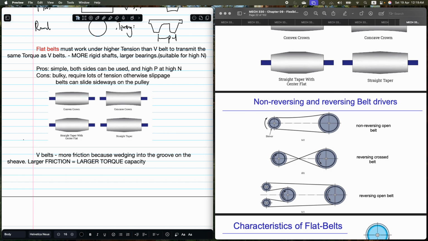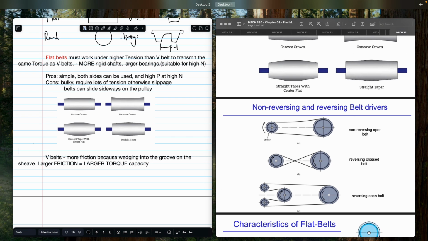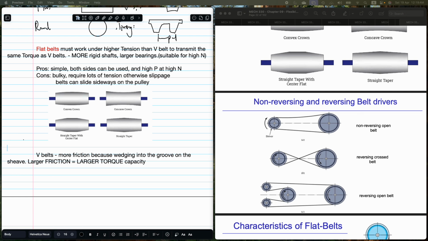Alright, okay. So let's search it up. Non-reversing open belt versus reversing cross belt. Okay, just need an answer here. When in doubt, just check ChatGPT.